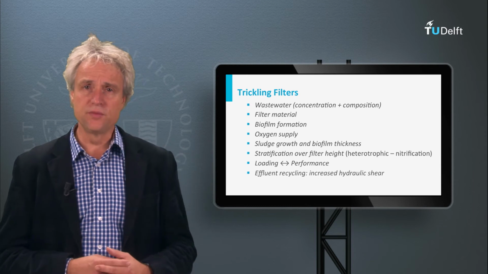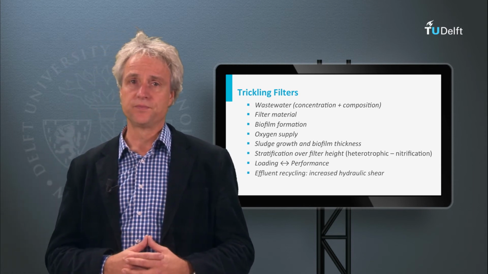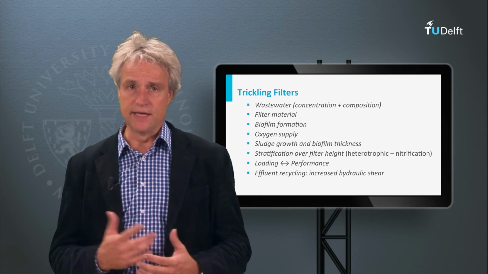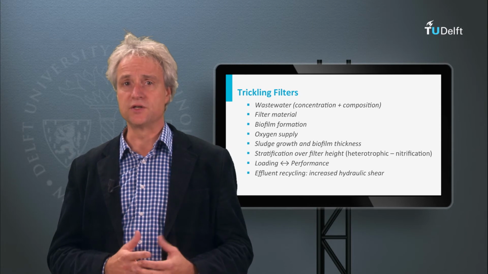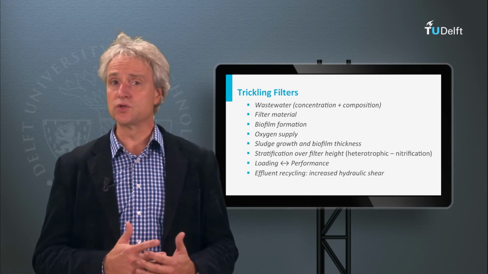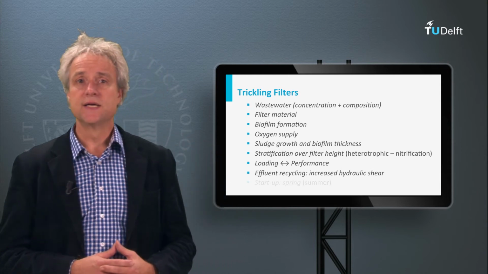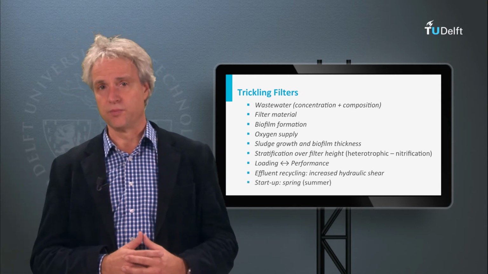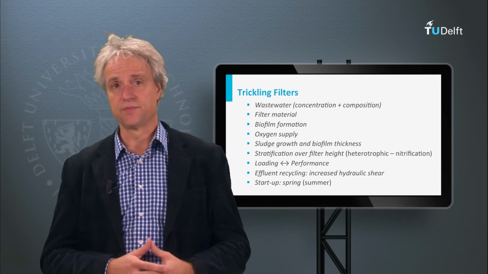8. Biofilm growth can also be controlled by applying effluent recirculation. A higher hydraulic shear limits the biofilm growth and minimizes clogging. In addition, effluent recirculation also creates a hydraulic buffer. And 9. Since trickling filters are dependent on biofilm formation, the best season to start up a filter is spring or summer.